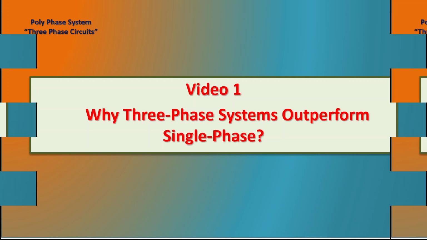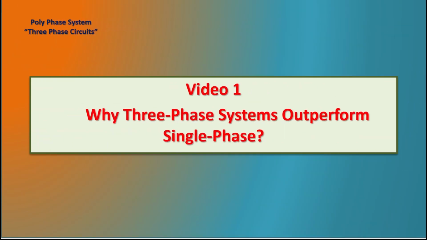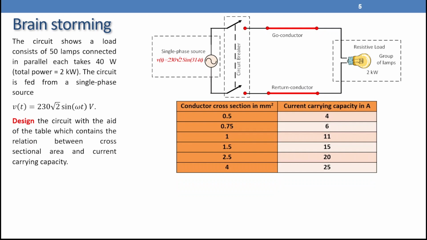Let's start. To answer this question, we need a brainstorming or a refreshment for the single-phase power. So we are going to start with this design question. The circuit shows a load consisting of 50 lamps connected in parallel. Each takes 40 watts, so in total 2 kilowatts, as we can see here. The circuit is fed from a single-phase source, v(t) = 230√2 sin ωt. So this means V RMS equals 230 angle 0.